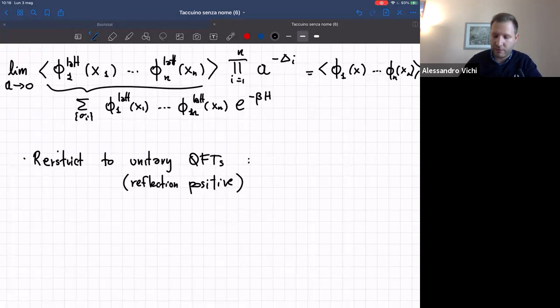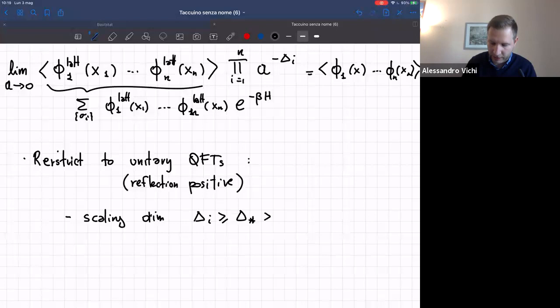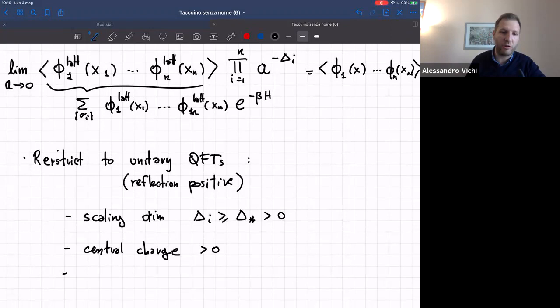But as far as the consequences are concerned, having a reflection positive theory means that the scaling dimensions of the operators in your theory are not arbitrary, but they have to satisfy some lower bound. So the dimension of the operator must be larger than a certain value that depends on the operator, of course, which is larger than zero most of the time, except for the identity, perhaps. Then the central charge of the theory, which for people used to working in two dimensions is a very basic concept, is also positive. And there is another thing that you can show: there are no logarithms around. No logs, so no log CFT.